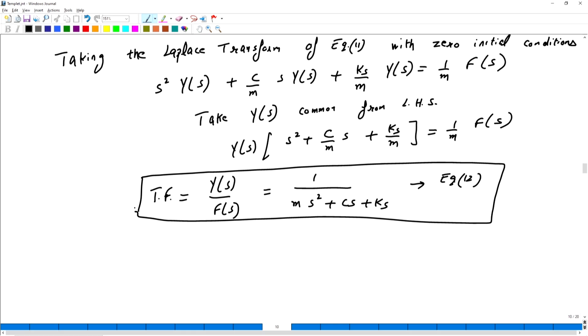Now with this we are ready to switch to MATLAB and implement this transfer function, equation number 12, and plot the position and velocity using different methodologies. So in the next lecture we will be simulating the position and the velocity in the MATLAB environment. Thank you.